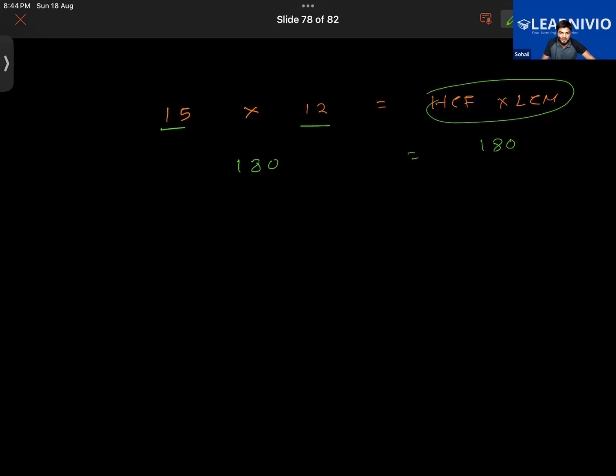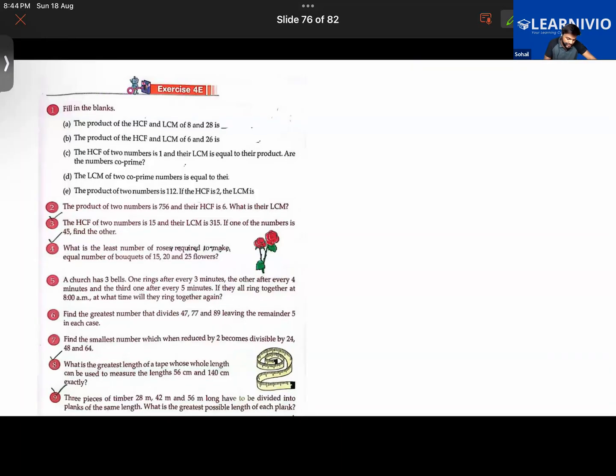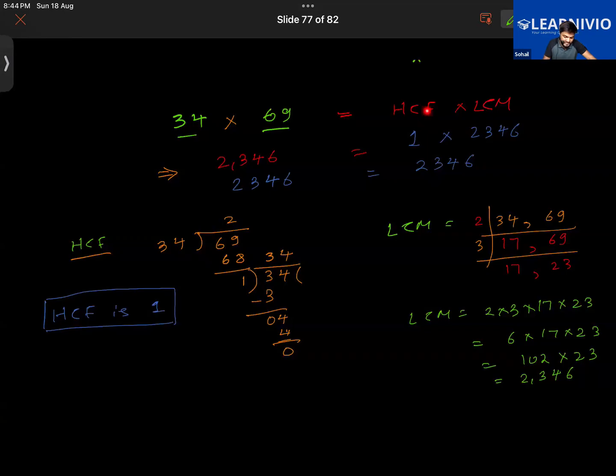Getting it now? So that is what the concept says. That is what we have learned. So that is the simple rule. Hope you are getting it. So the product of HCF and LCM of 8 and 28 is the product of HCF and LCM. That is what we have learned. Product of HCF and LCM.